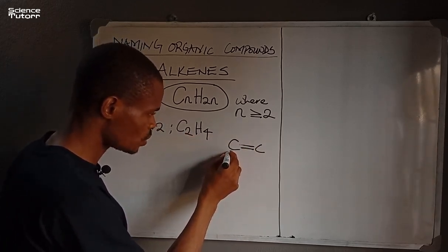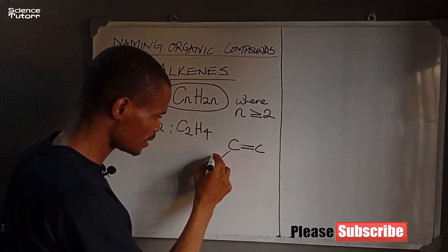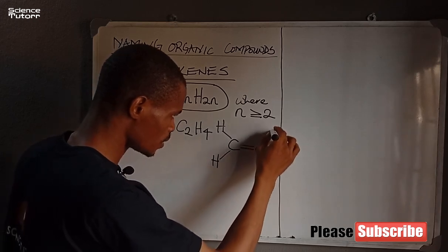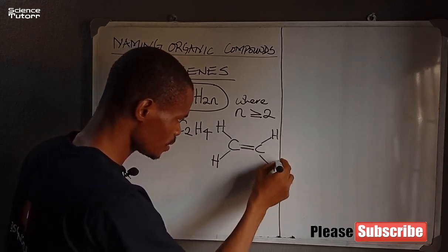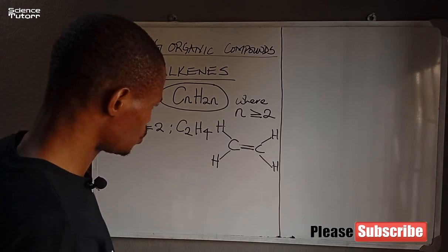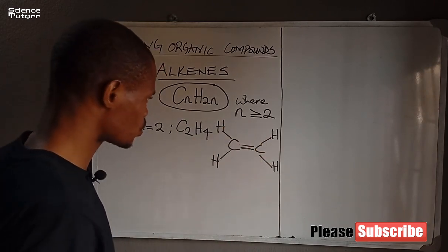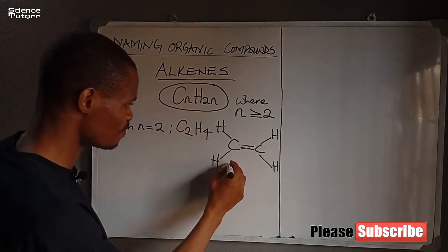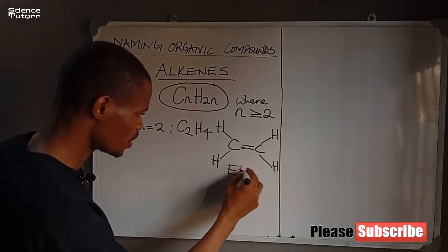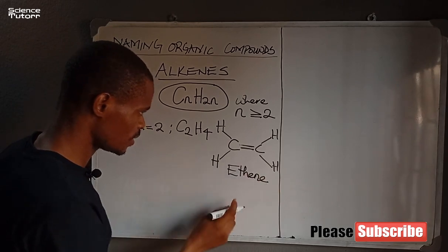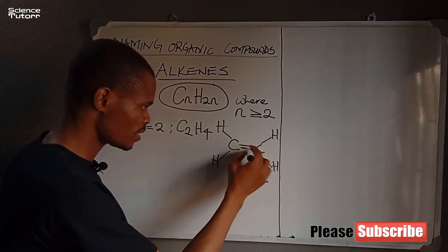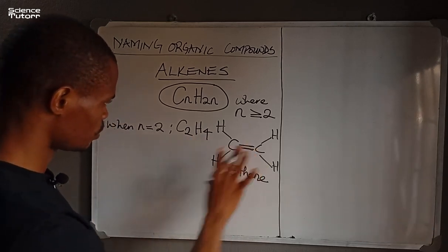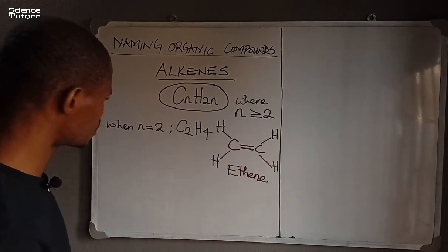So for the alkenes, we simply write them like this. We have hydrogen, now 4 corners for hydrogen. So this is the structure for the alkenes, which is basically ethene. The first member is called ethene. So this is the structure for ethene, having molecular formula C2H4. Structure written in this manner.